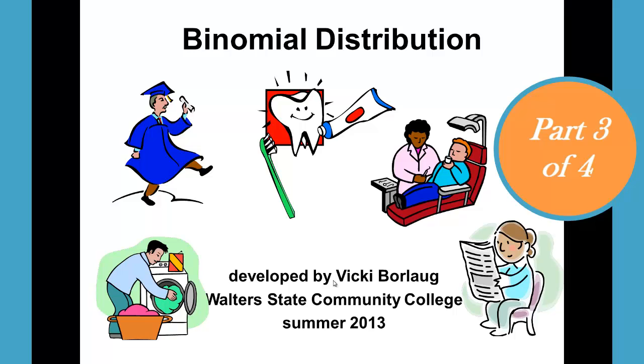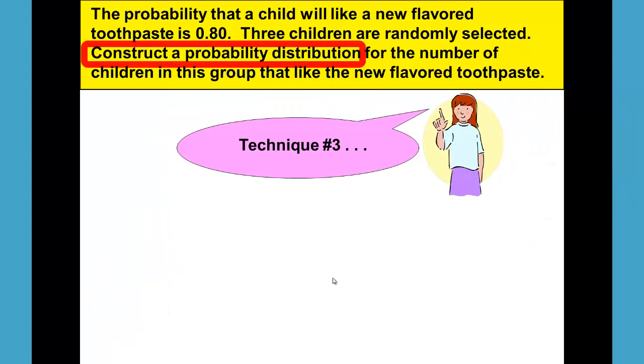In this PowerPoint, we cover the concept of binomials and practice some examples on binomial distribution. The problem that we've been working on is: the probability that a child will like a new flavored toothpaste is 0.80. 3 children are randomly selected. Construct a probability distribution for the number of children in this group that like the new flavored toothpaste. In the previous 2 videos, we have covered the fact that this is a binomial distribution and 2 techniques for arriving at the probabilities.